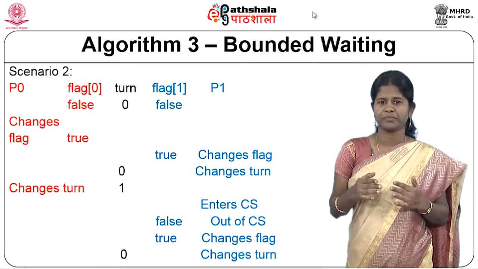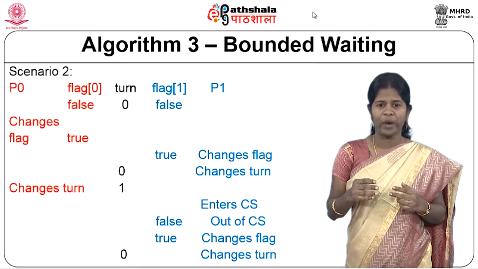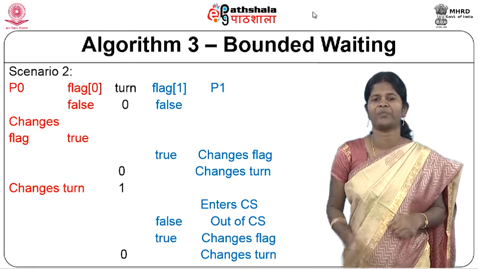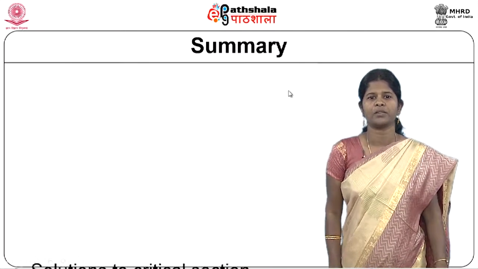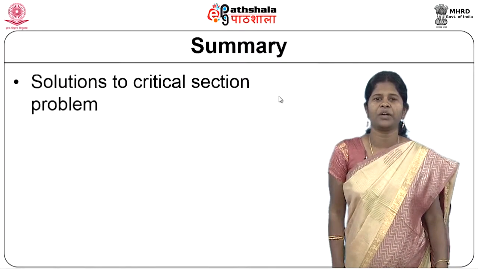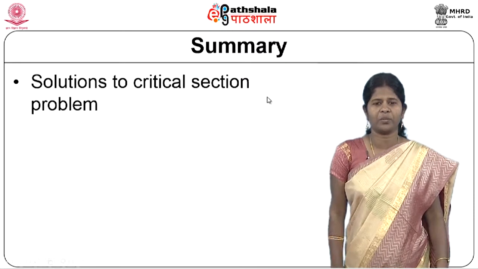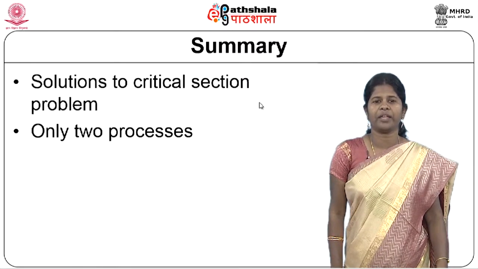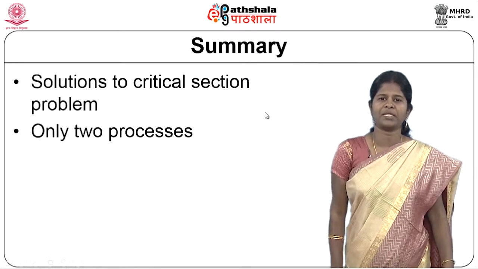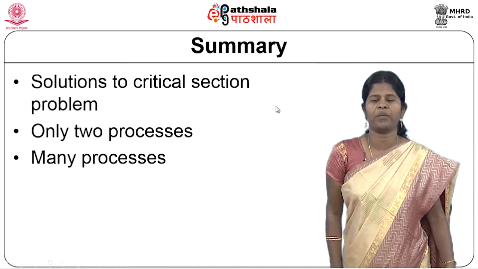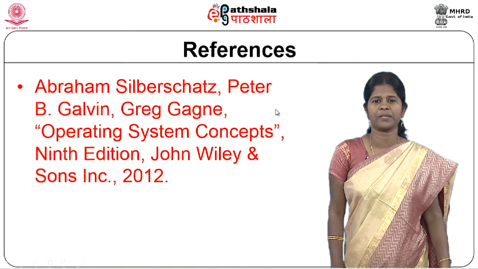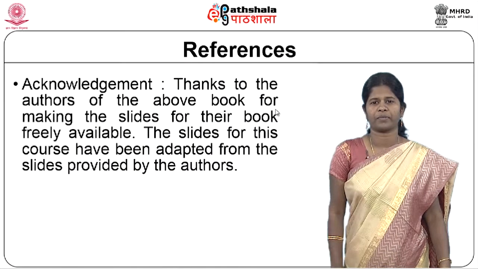Okay. This algorithm provides a solution only when there are two processes. When there are more number of processes, this does not provide a solution. So, what we learnt in today's class? We learnt about solutions to the critical section problem. We saw two algorithms and we saw if they satisfy the mutual exclusion, progress and bounded waiting. But this is a solution only for two processes. When there are many processes, this does not provide a solution. So, the references is this. Thank you.